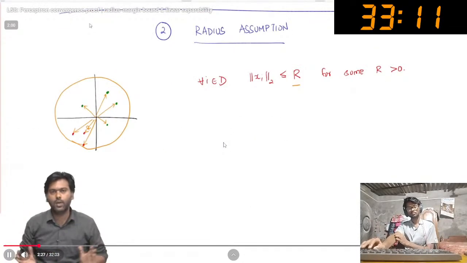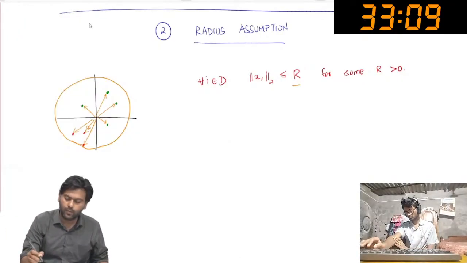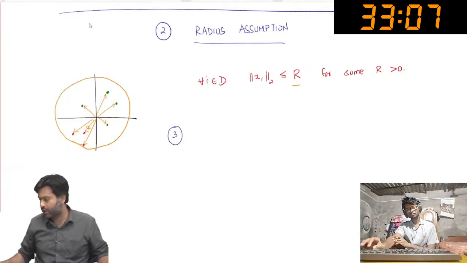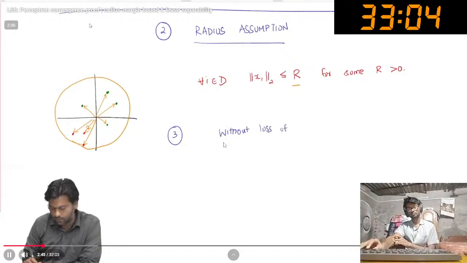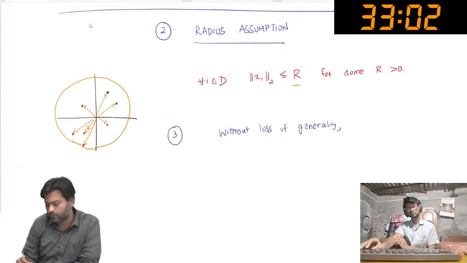It's called the radius assumption, just that there is a big ball of radius r within which all my data points are. So this is assumption number 2. Well, more than an assumption, it's a simplification. And without loss of generality, we can assume the norm of w star is 1.